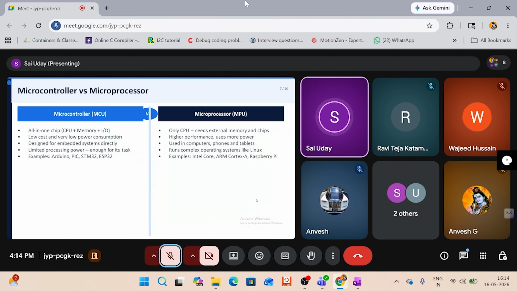So I think you people are aware of the difference between microcontroller and microprocessor. I will give you a glance at the frequent points of difference between MCU and MPU. In an MCU, we have everything on one chip only: memory, input and output, and the processor unit, everything. That will be the microcontroller.